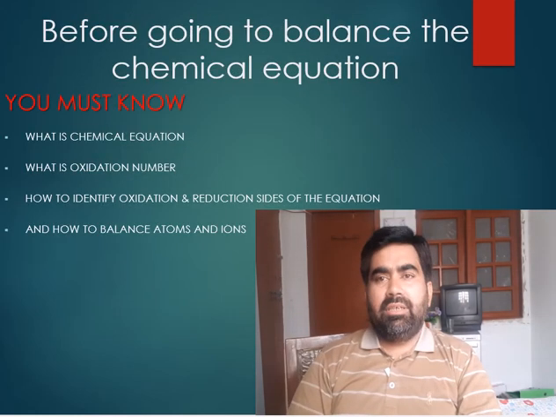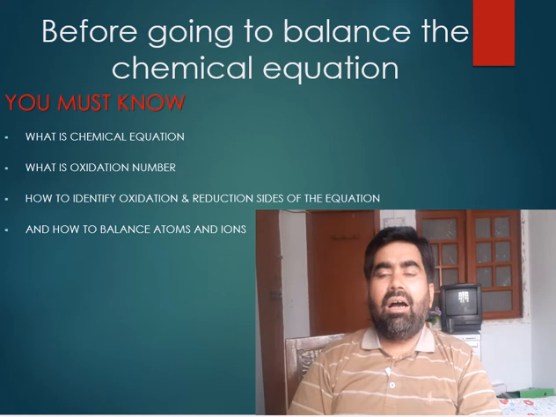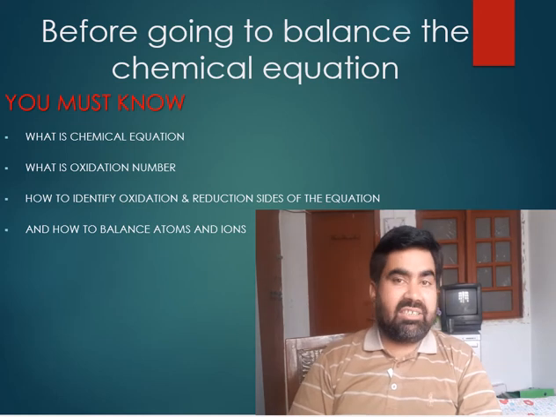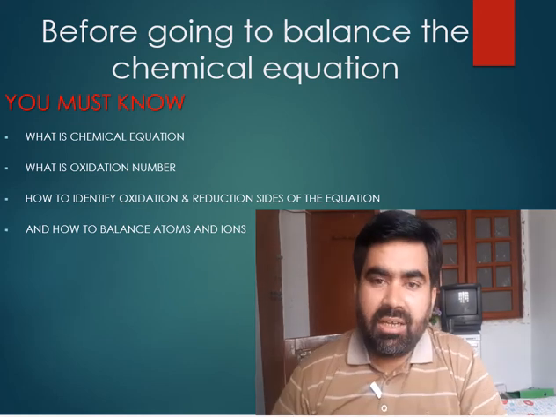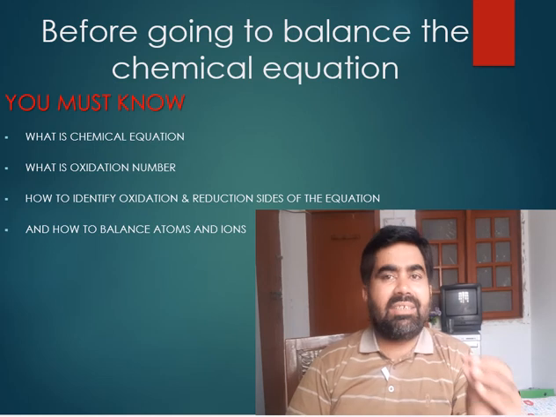Before going into the detail of balancing the chemical equation, a student must know what a chemical equation is, what oxidation number is, how to identify the oxidation and reduction side of the equation, and how to balance the atoms and ions present in the equation.